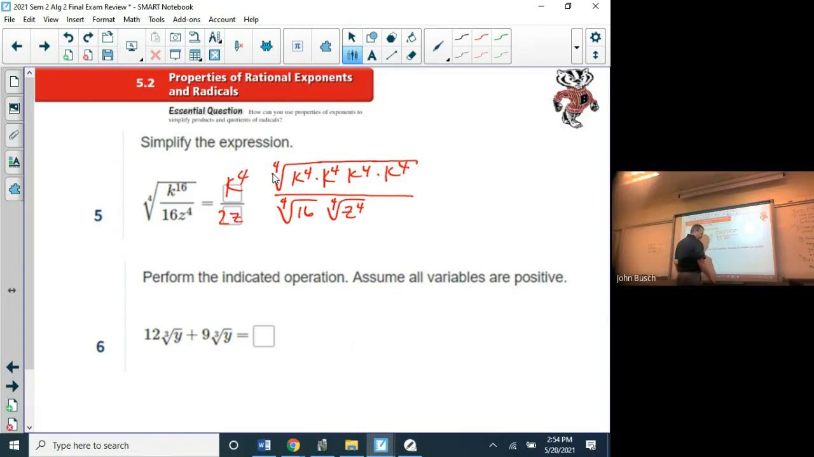There's one more thing. It's definitely not going to show up on the final, but if the power goes from even to odd, you should use absolute values.